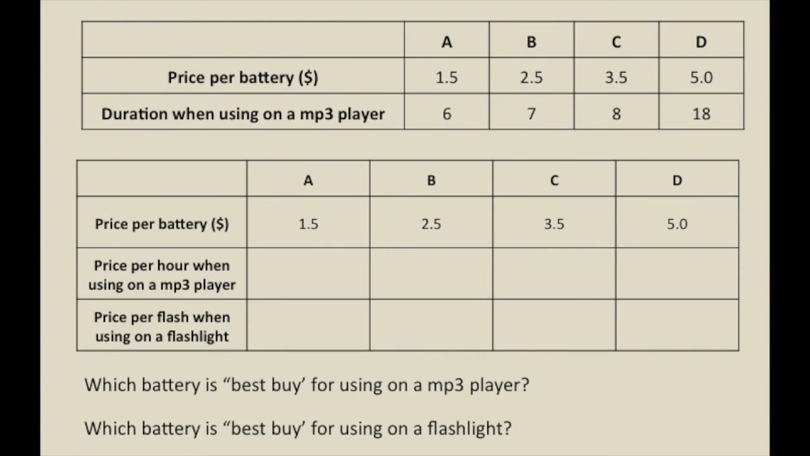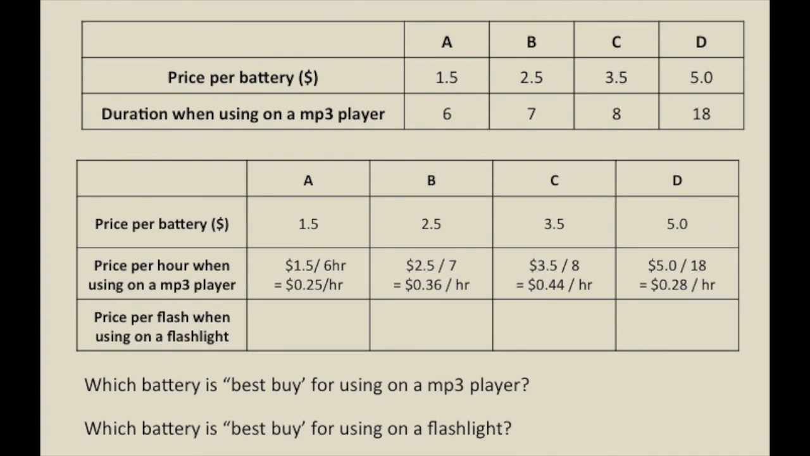Next question. You are given 4 types of AA size primary cell again, A, B, C, and D. They are used in an MP3 player and a flashlight. First of all, you are requested to do some calculations, for example, the price per hour when using the MP3 player and the price per flash when using a flashlight. I hope all of you can finish the calculation first, and then I will show you the answer. And here are the answers.